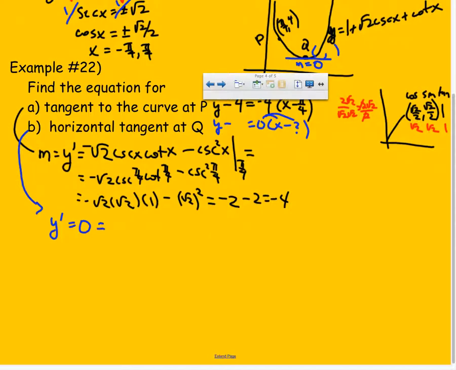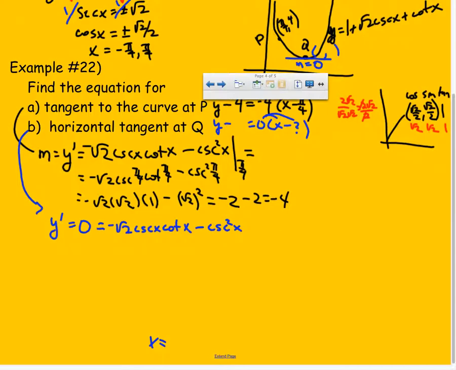And what is the derivative? Let's see, I found it earlier. Negative square root of 2 cosecant x cotangent x minus cosecant squared x. So I want this to equal 0. Oh my gosh, how am I supposed to find out what x equals here? This is going to be quite the trig problem. I see a couple things that I could do. I could factor out a cosecant. What else could I do? I could put everything in terms of sine and cosine. That's always a strategy. Factoring seems a little easier.